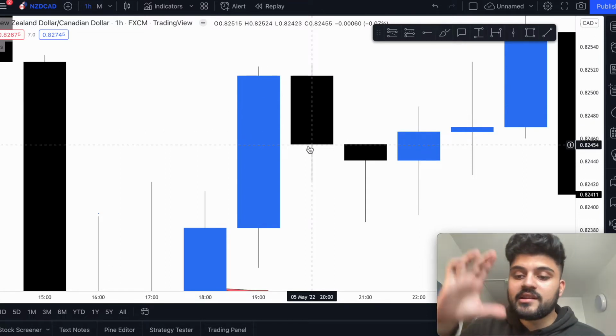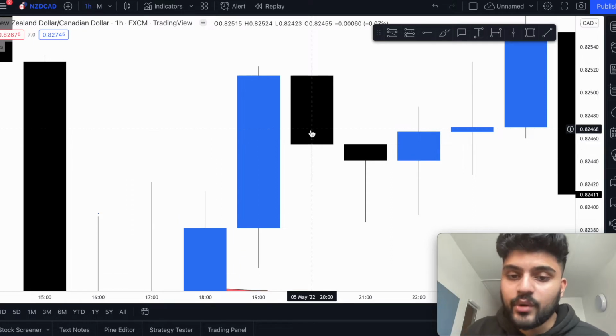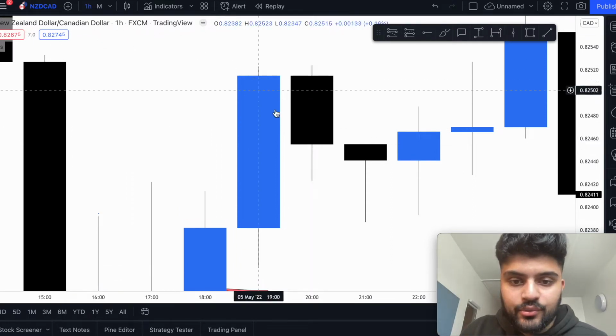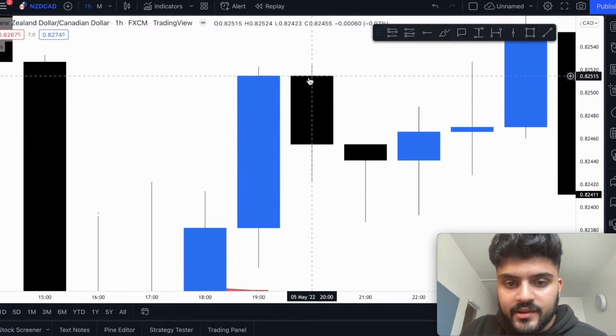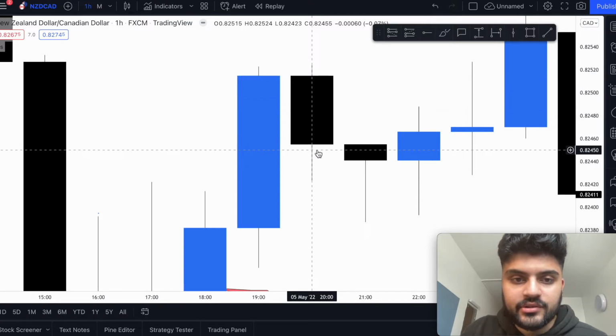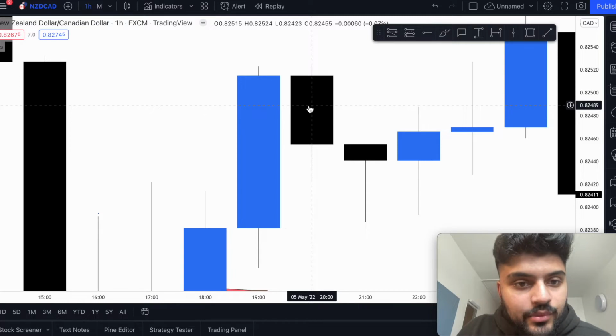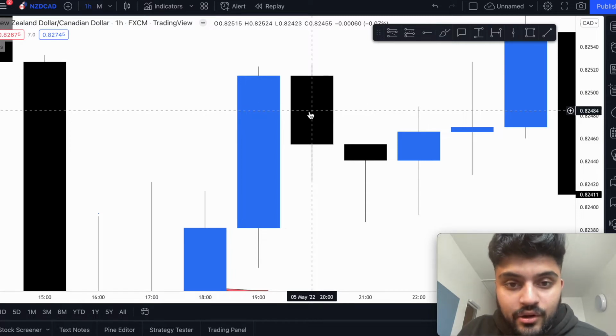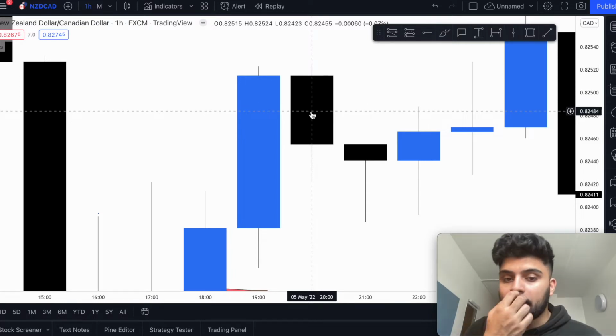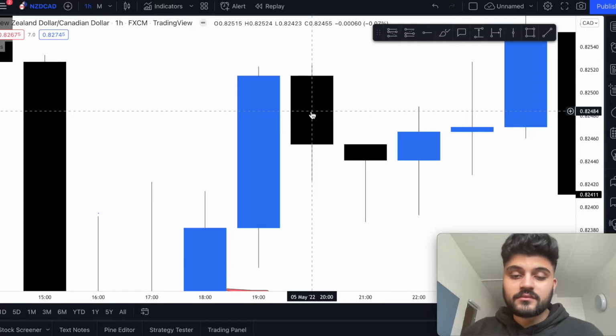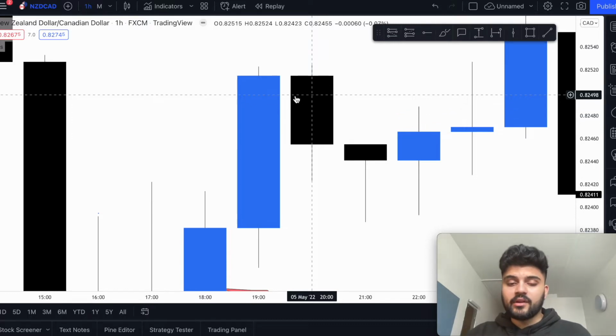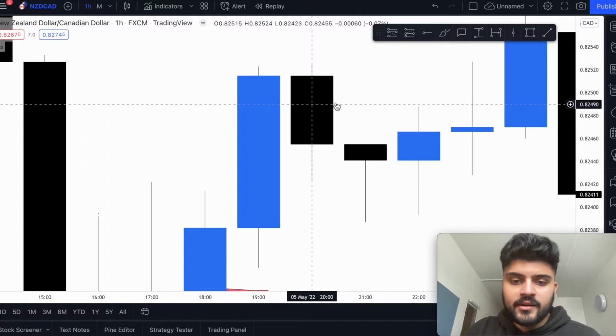So it's a decrease in price throughout that candlestick, and we're on the 1 hour time frame. So throughout this whole hour, it opened at this price and it went all the way down and closed at this price. So it opens at 0.82515 and it closes at 0.82455. So it's closed lower than it opened, and for that reason it's black or red.